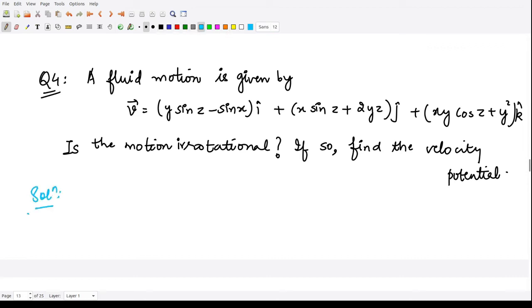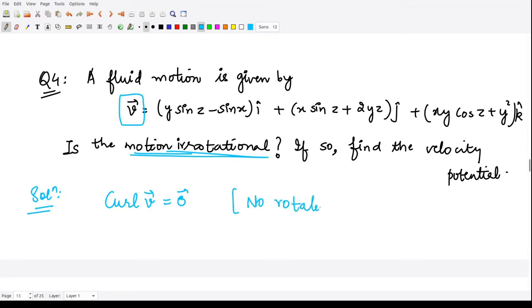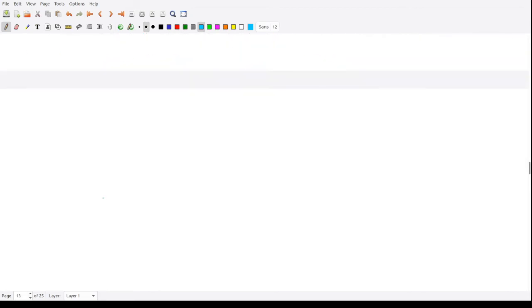So first of all, we are to check whether this motion is irrotational. If we are to check the motion is irrotational, we'll check for this vector to be irrotational, and by irrotational we mean that the curl of this vector should be equal to 0. That means there should be 0 vector. That means there should be no rotation at all. So we'll calculate the curl of this vector. That is very simple. You already know how to calculate curl for vector v. So that is del cross the vector v, right?